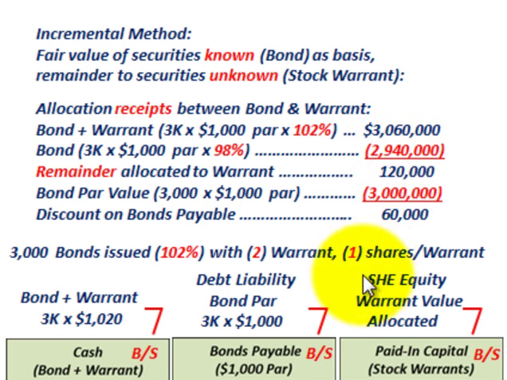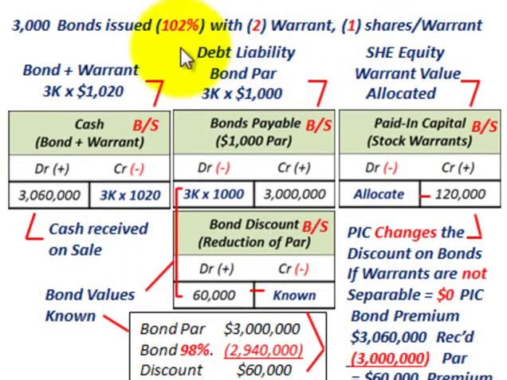Okay, so now let's go and look at how we'd record this here. So here's the case. We got those 3,000 bonds issued at 102%, and there's going to be 2 warrants per bond, but each warrant goes for 1 share of common stock can be purchased. And that's not going to come into play because we're just going to look at the total warrant value in this case. So let's start out here with our cash account.